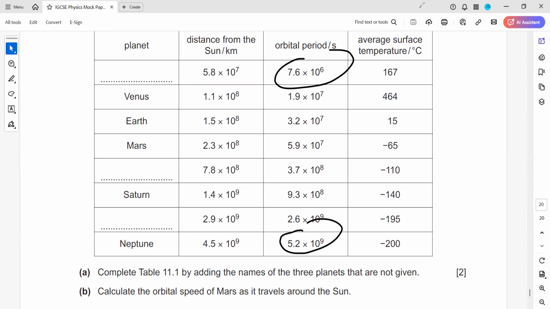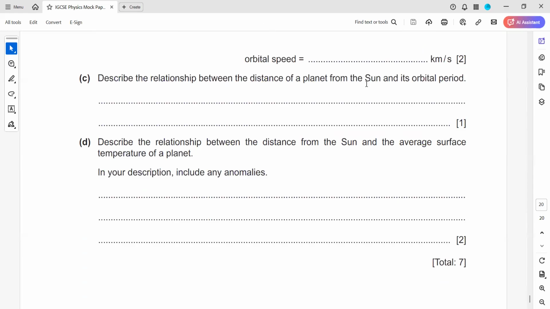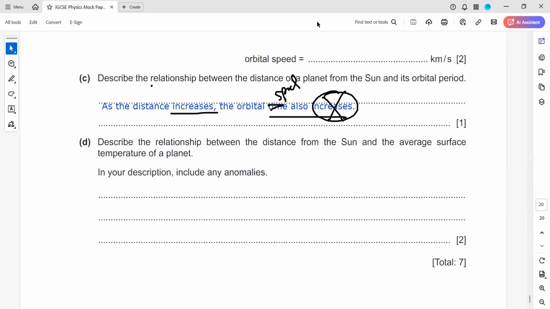So your answer is correct. I did not say your answer is wrong. I said if I'm talking about orbital speed with reference to that, it is wrong. But orbital period is correct. That is the right answer. As the distance increases, the orbital period will also increase, and you can see that from the table itself.